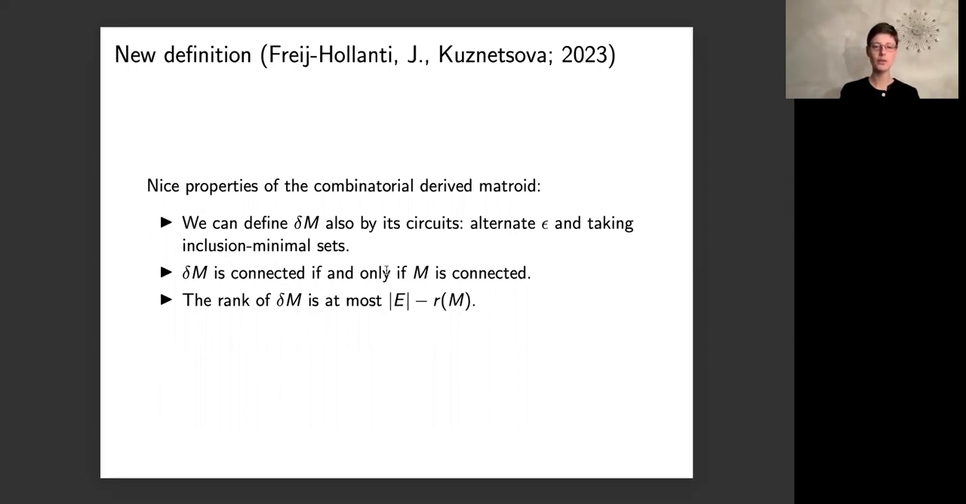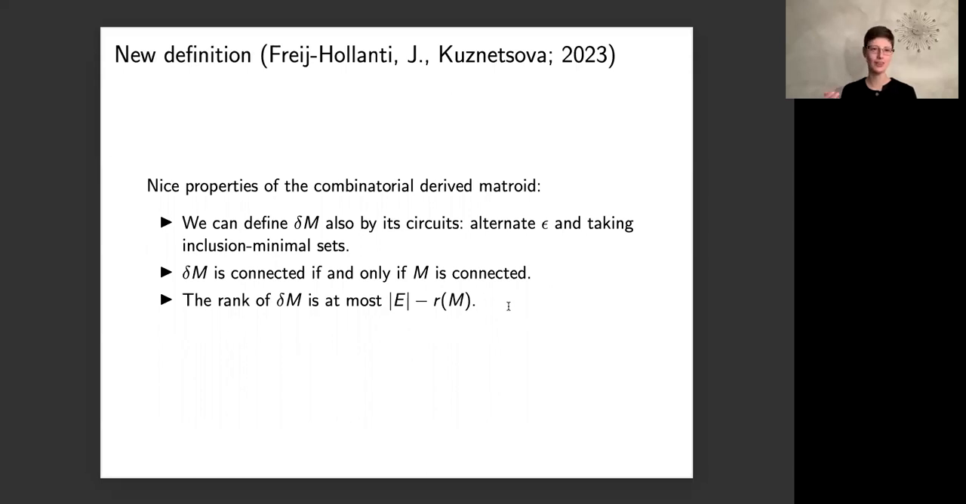Furthermore, we've proven that the combinatorial derived Matroid is connected if and only if the Matroid itself is connected. Well, this is not a surprise, but it's always good to check these things. We have a very cute proof that uses base exchange to make sure that you're never out of your connected component. And finally, a nice property, which is nice but also not so nice, is that the rank is at most the nullity of your Matroid, so the size of E minus the rank of M. And this is an upper bound.